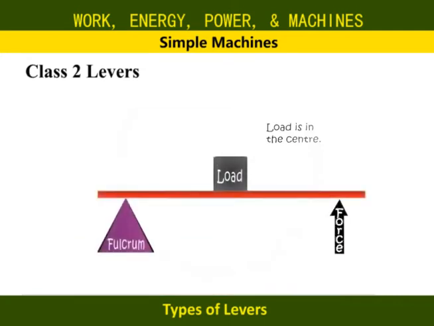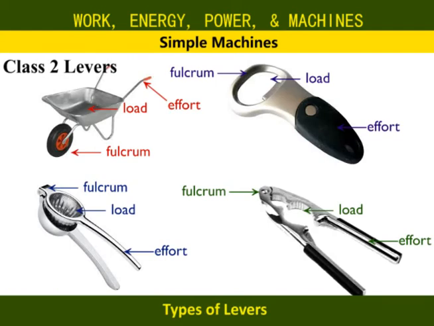In class 2 levers, the load is between the fulcrum and the effort. Here, the effort arm is the distance from the effort to the fulcrum, and the load arm is the distance between the load and the fulcrum. These types of levers are used to do heavyweight activities. Examples include a wheelbarrow, a lemon squeezer, a bottle opener, and nut crackers.